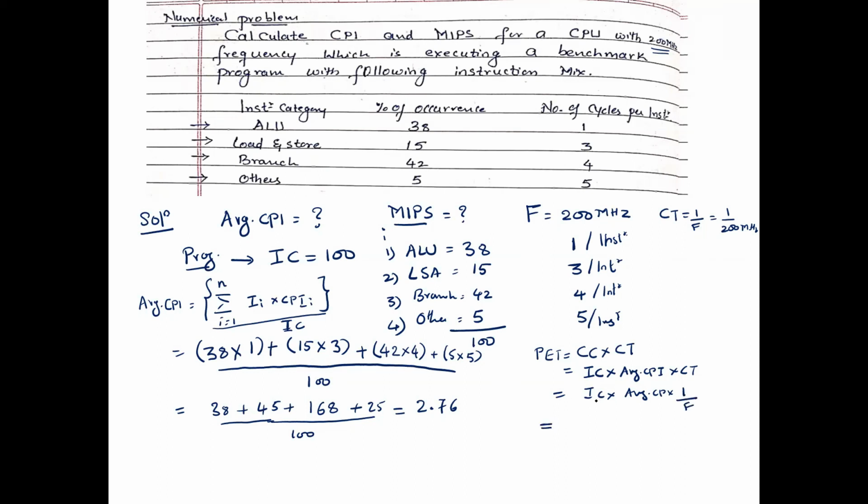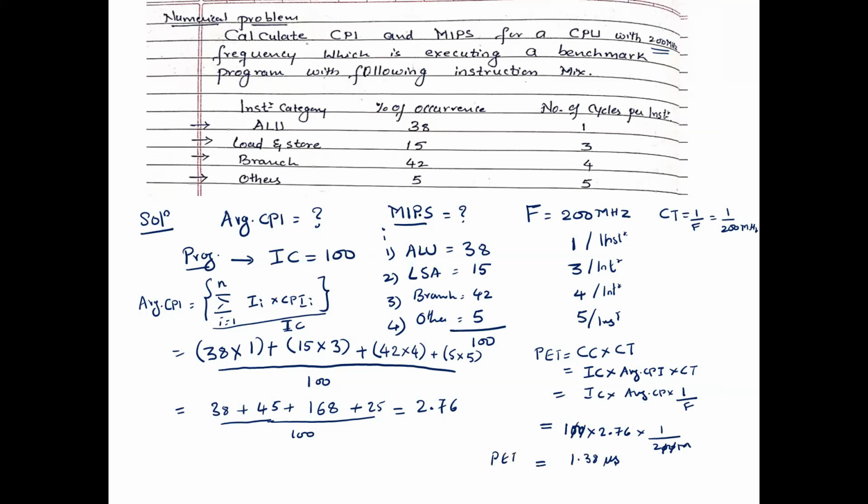I will substitute the instruction count value, 100. Average CPI, how much is it taking? 2.76 multiplied by 1 divided by 200 mega. Right? When the mega goes from denominator to numerator, it will become micro. Mega means 10 raised to 6; if it goes to numerator, 10 raised to minus 6 means micro. If you solve this, the 0, 0 get cancelled. 2.76 divided by 2 will be 1.38 microseconds. So this is the program execution time.